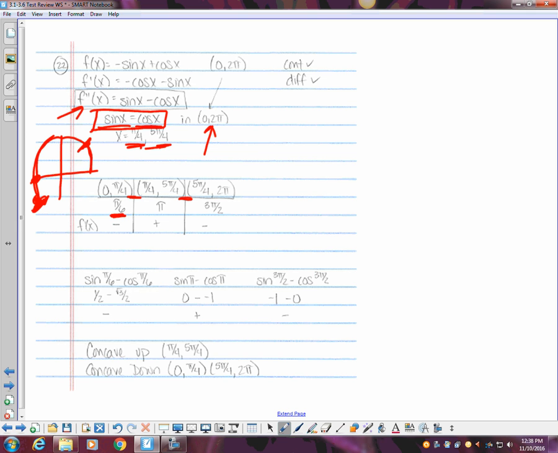And then from 5 pi over 4 to 2 pi, I'm picking 3 pi over 2. And then I take these and plug them into the derivative, which is this guy. And that's what I'm doing here. This is my chicken scratch. So sine of pi over 6 minus cosine of pi over 6. And you can see my values here. And I just need to know if they're positive or negative.